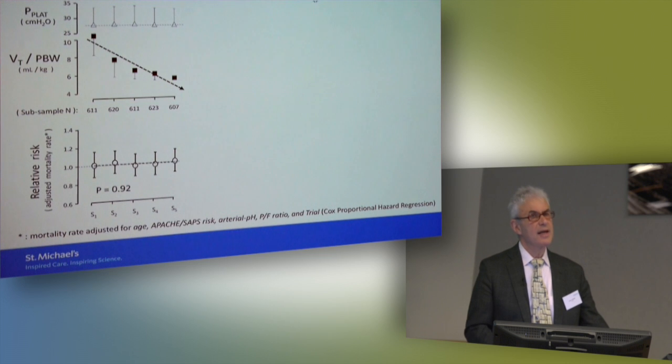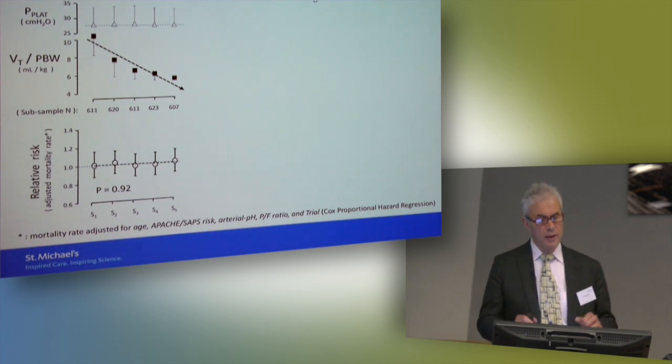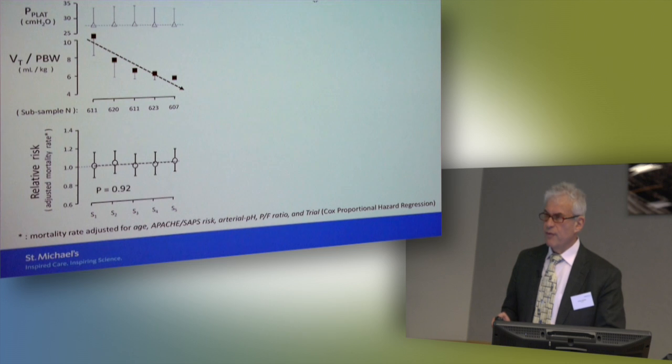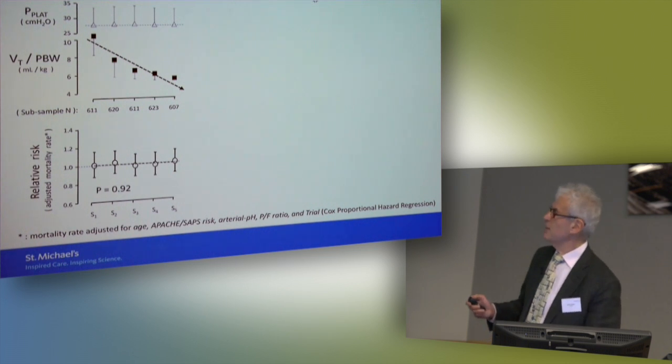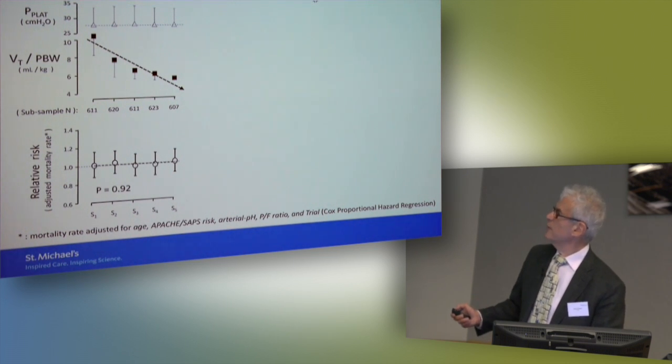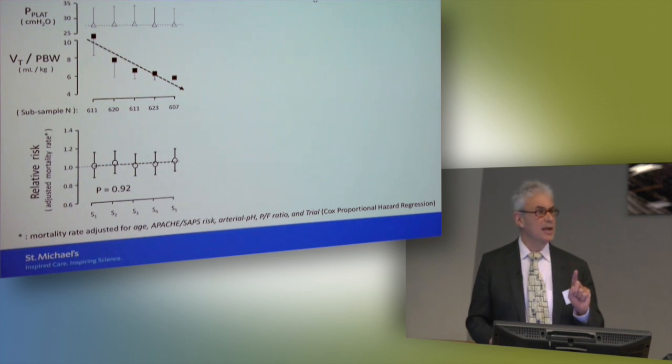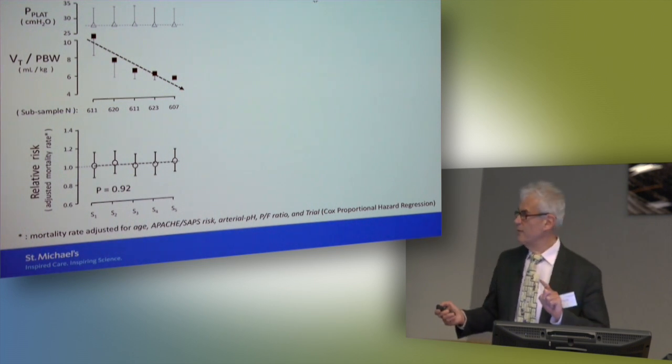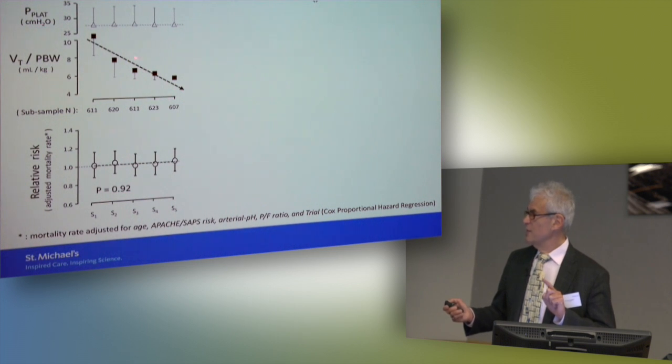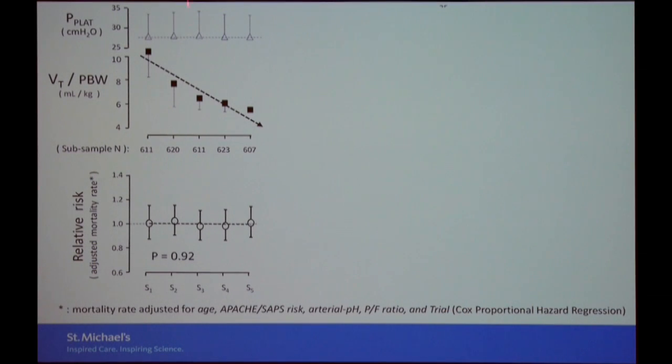Well, it turns out that it doesn't, and I don't have time to show you all the data, but I took it from the supplement and summarized. Here's what happens when you look at normalized predicted body weight: tidal volume divided by predicted body weight while maintaining plateau pressure constant. That's the key, because quite often in the same patient, as you decrease tidal volume, plateau pressure would decrease. This is assuming it remains constant. You can see the relative risk doesn't change at all.